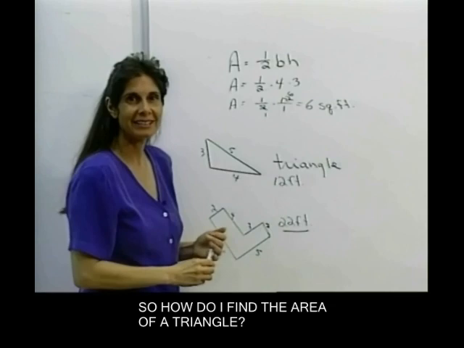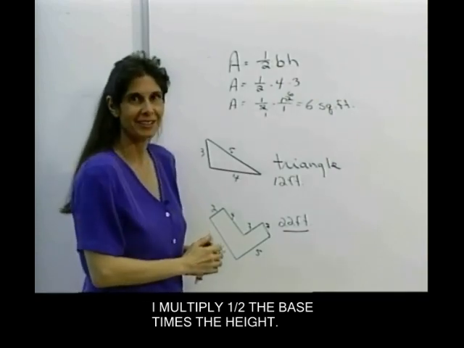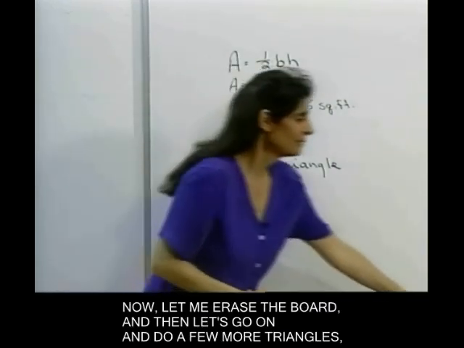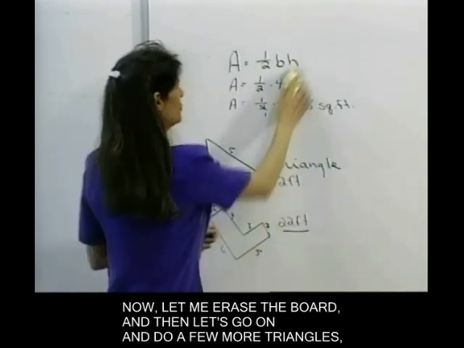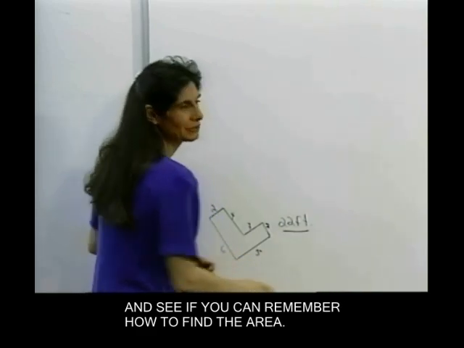So how do I find the area of a triangle? I multiply 1/2 the base times the height. Now, let me erase the board and then let's go on and do a few more triangles and see if you can remember how to find the area.